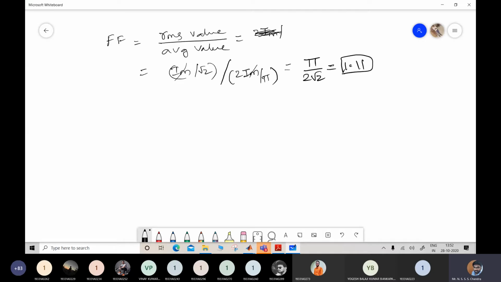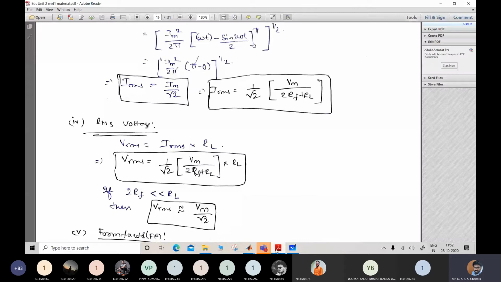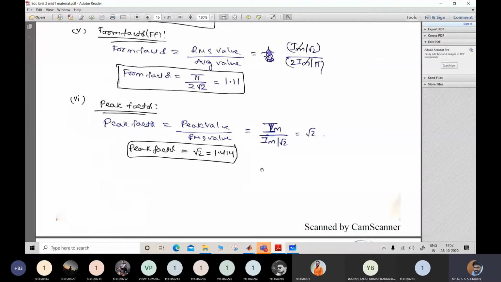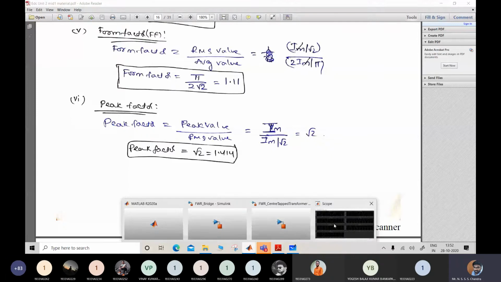Next is the peak factor. What's the peak factor? Peak value by RMS value. If you don't remember, not a problem. The peak factor is equal to the peak value by the RMS value. So again, what is the peak value? IM. If you go back to the simulation diagram, what's the peak value you are seeing?